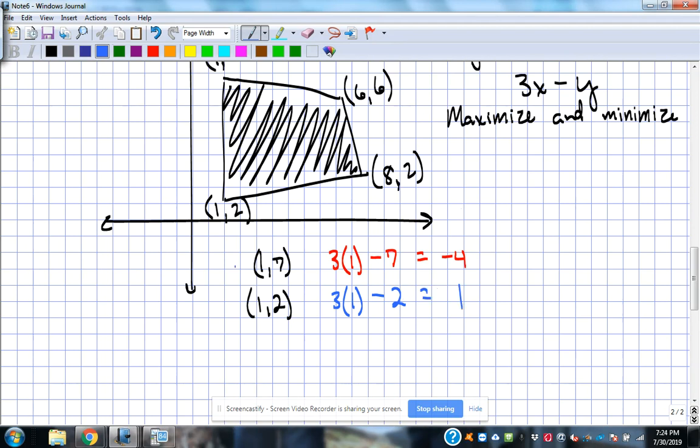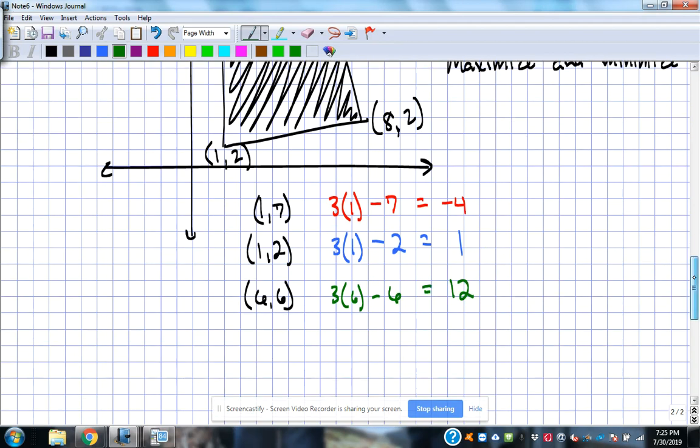Then I take another ordered pair. It doesn't matter what order you go in with these ordered pairs because you've got to check them all. So I'm going to plug in 6, 6 next. 3 times 6 minus 6. 18 minus 6 would be 12. And then the last ordered pair, we're plugging in 8, 2. 3 times 8 minus 2. That'd be 24 minus 2, which is 22.